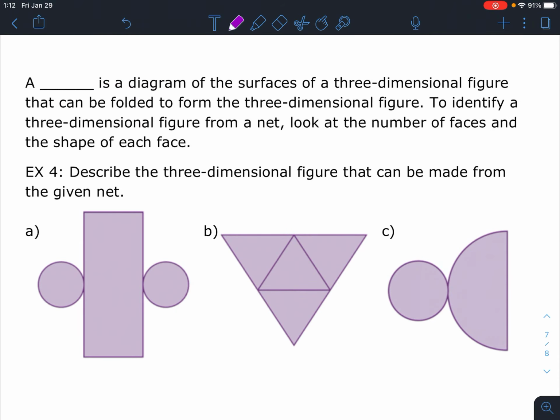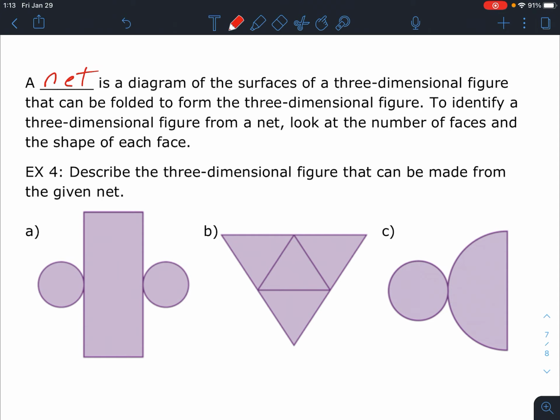A couple more things in this section. The next one we're going to talk about is a net. A net is a diagram of the surfaces of a three-dimensional figure that can be folded to form the three-dimensional figure. So picture a cardboard box, and if you were to completely flatten that cardboard box, taking all of its sides and flattening them out, that would be a net. If you turn that three-dimensional figure into a two-dimensional picture, that's what's called a net.